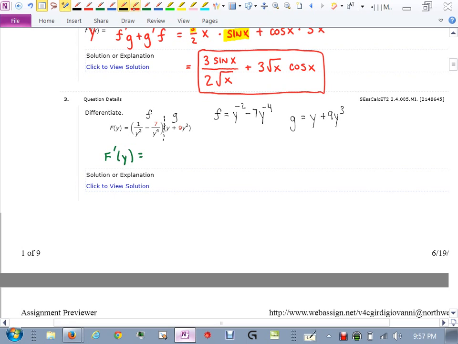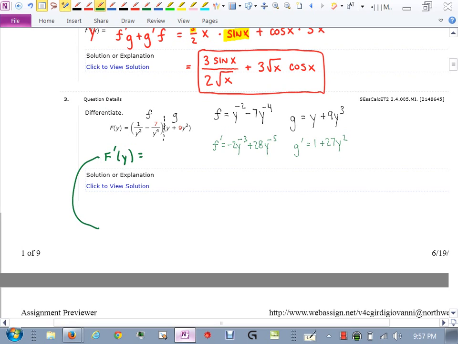So you might get into a habit of just finding the derivatives of these now and then putting them all together in a second. So I know I'm going to need f prime, so I may as well get it. It's negative 2y, power comes down, subtract 1 from the power, plus 28 because the negative 7 and negative 4 multiply, subtract 1. And then on the g prime, I just get 1 plus 27y squared. So 3 came out, hit the 9, power came down by 1.